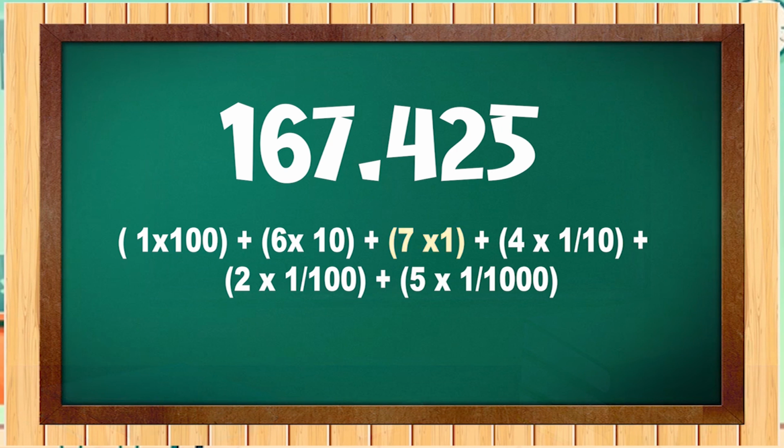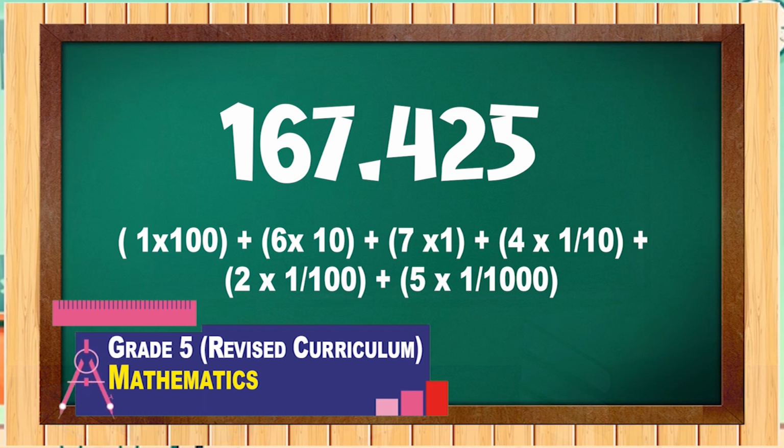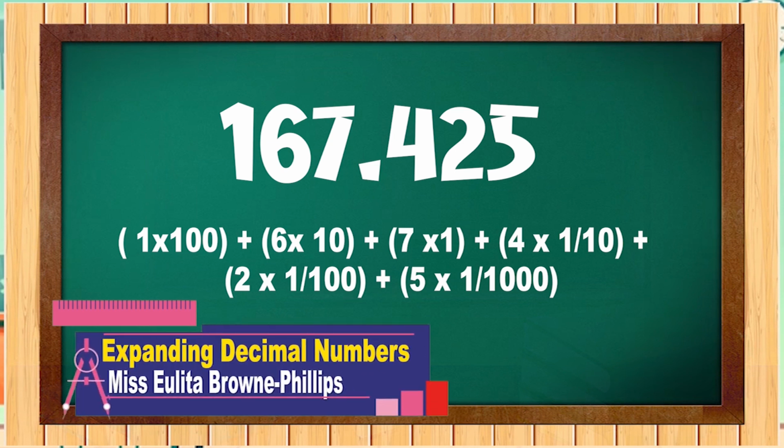Now we're going to move to the other part of the number because we looked at the whole number aspect. And we're going to do the decimal aspect. Do you remember what is the place value for the first number after the decimal point? Yes, tenths. The face value, 4. So we will multiply that 4 by 1/10.